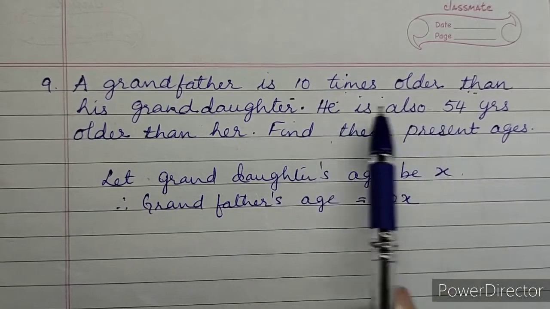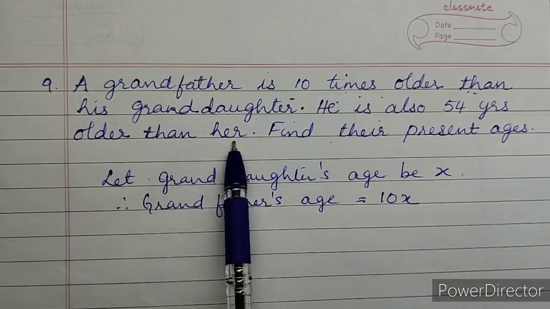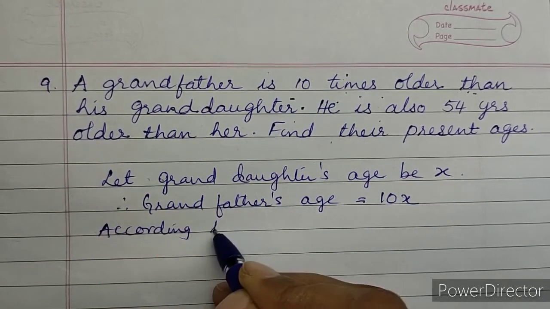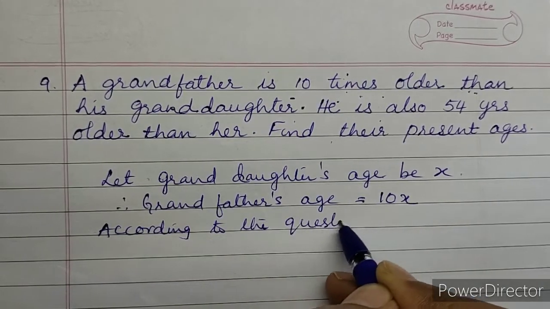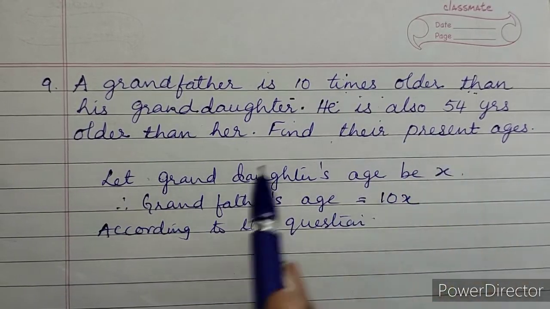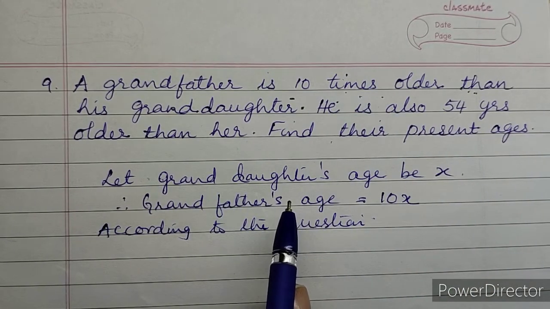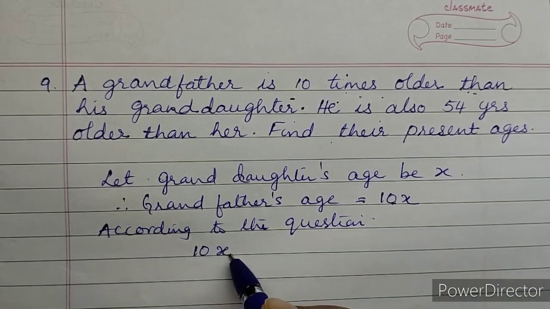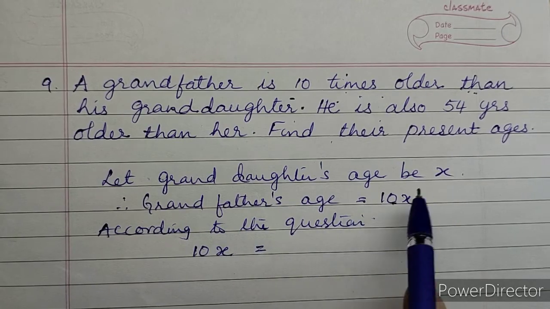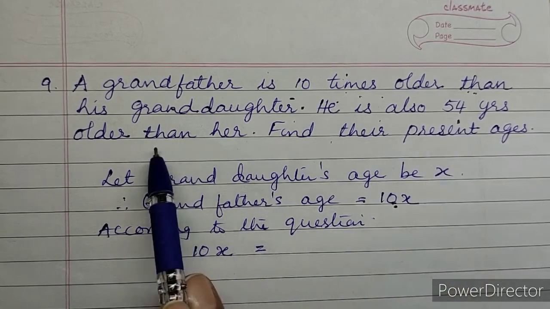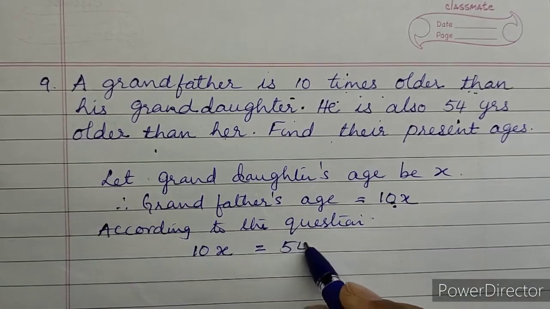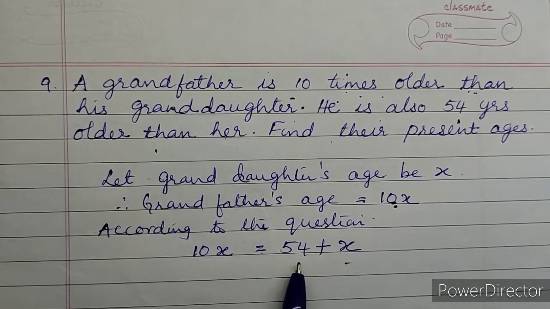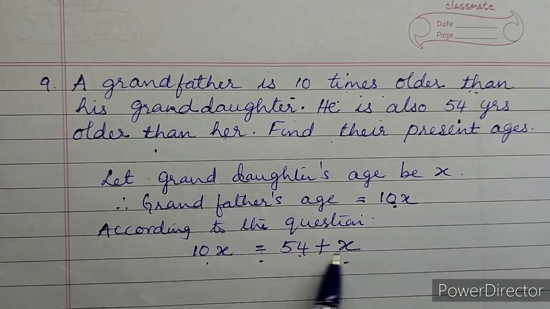Now according to the question, one more condition is given. He is also 54 years older than her. Again, according to the question, grandfather is 54 years older than granddaughter. So how will you write that? Grandfather is 10x equals grandfather is 54 years older than granddaughter: 54 plus granddaughter's age, that is x. Or we can write x plus 54 also. So 10x is equal to 54 plus x.